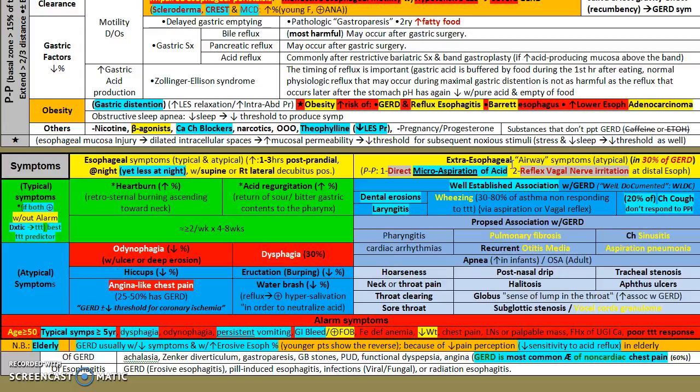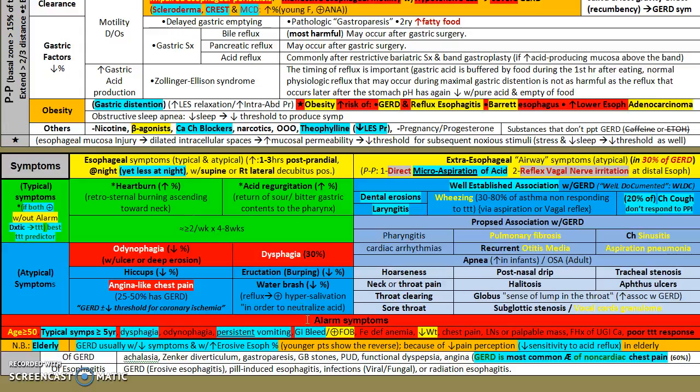Regarding the extraesophageal manifestations, it's an important point here to understand how these extraesophageal manifestations evolve. It's either direct micro aspiration of acid into the respiratory system, or a reflex vagal nerve irritation at the distal esophagus. There are many extraesophageal manifestations. The only four well-established symptoms are dental erosion, laryngitis, wheezing, and chronic cough.